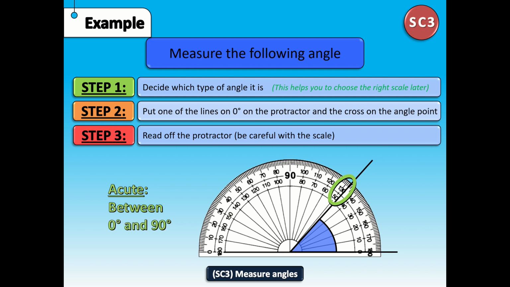Well, we know it's an acute angle, so it's got to be in between 0 and 90 degrees. So we actually need to have a look at the inside scale. So it's going to be just less than 50. So it's 48 degrees.